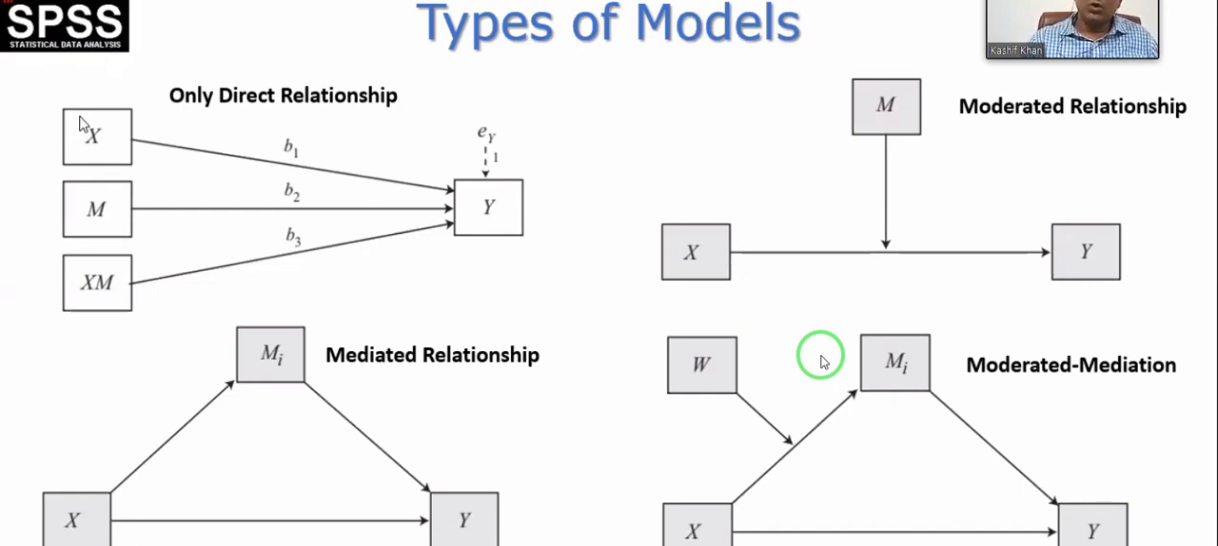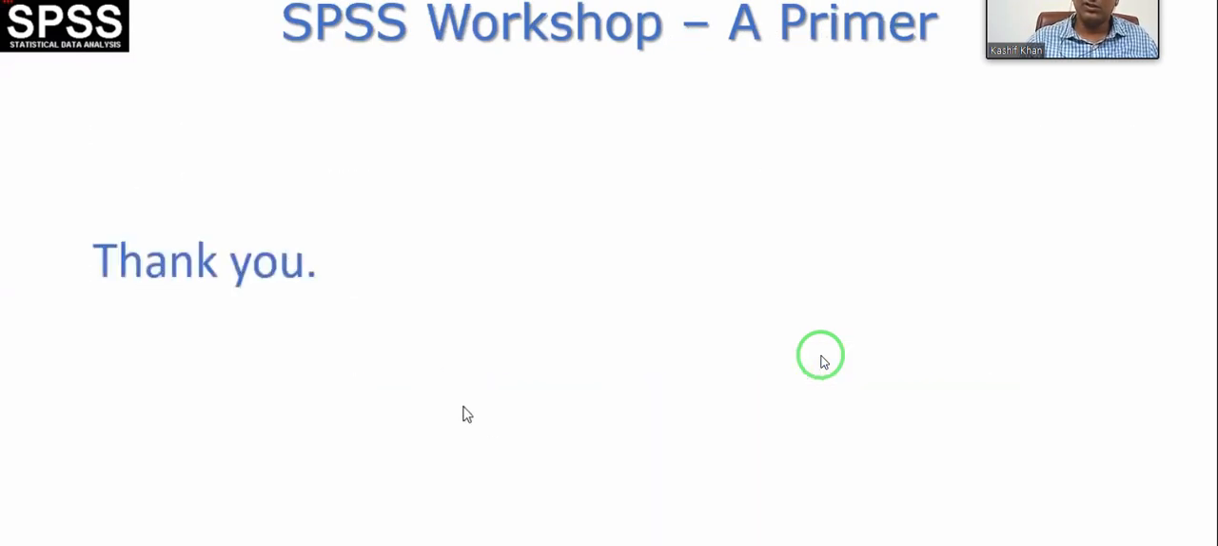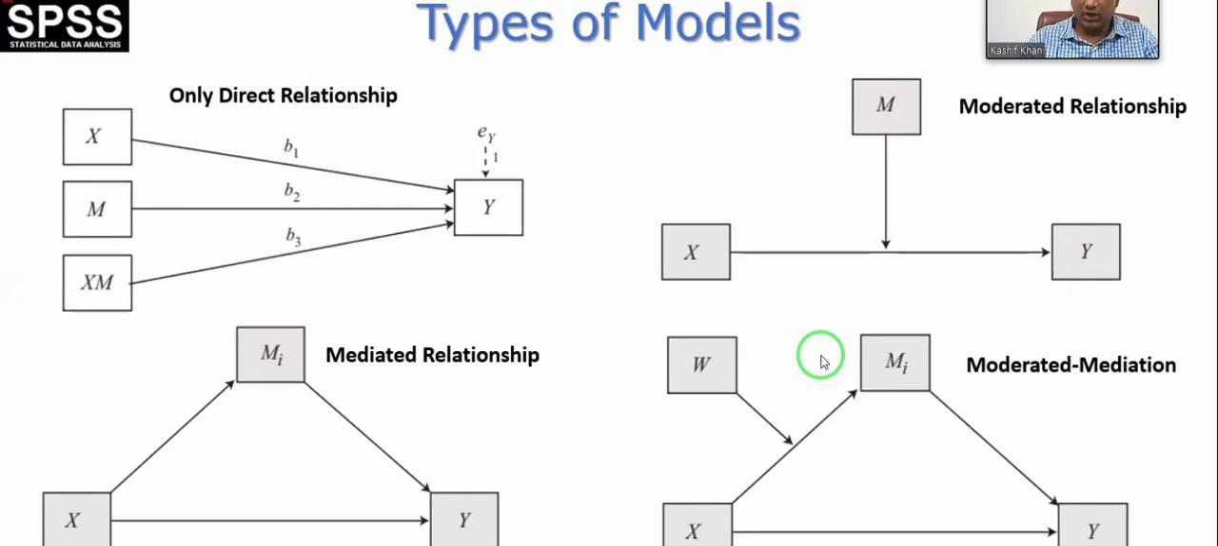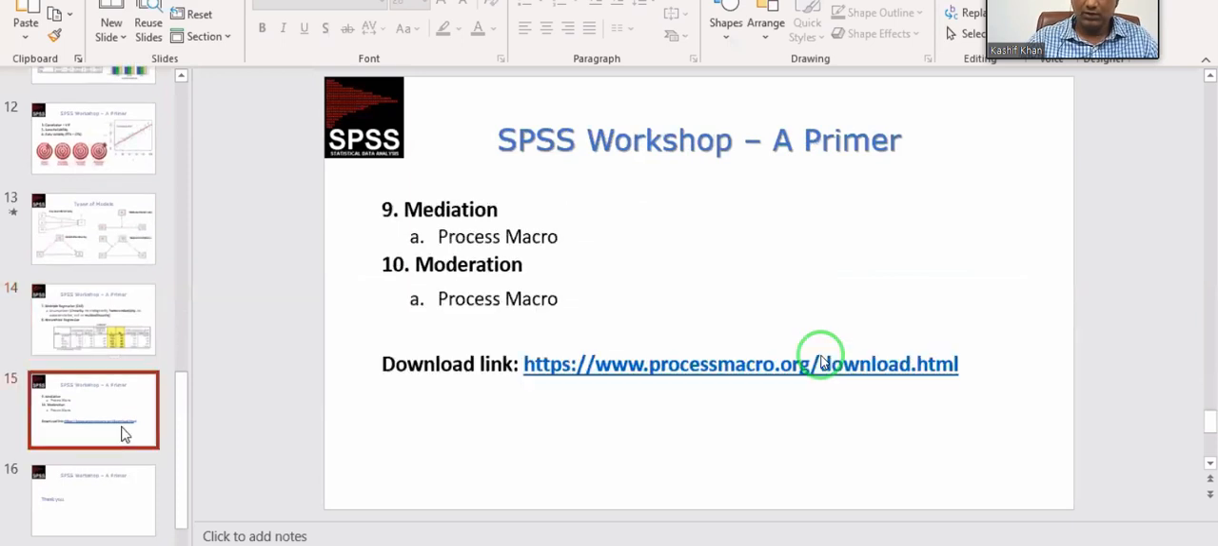This type of model we can run easily in SPSS, no problem. This type of model means multiple regression, the direct relationship. However, when it comes to moderated and mediated models or any other variation of this, we cannot run them unless we have another software called Process Macro.